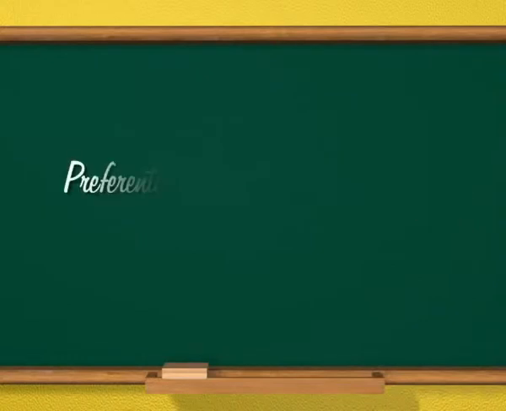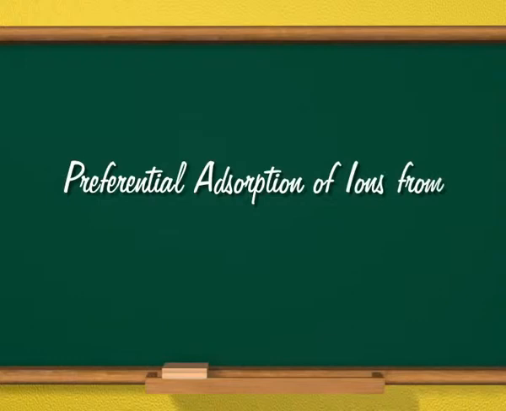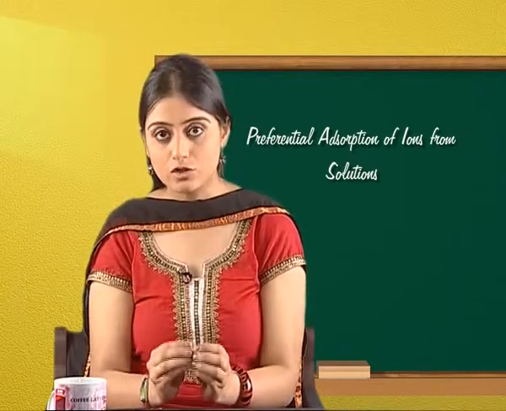Due to preferential adsorption of ions from solutions, the colloidal particles have a tendency to preferentially adsorb a particular type of ions from the solution. A colloidal particle usually adsorbs those ions which are in excess and are common to its own lattice. This preferential adsorption of a particular type of ions imparts a particular type of charge to colloidal particles.